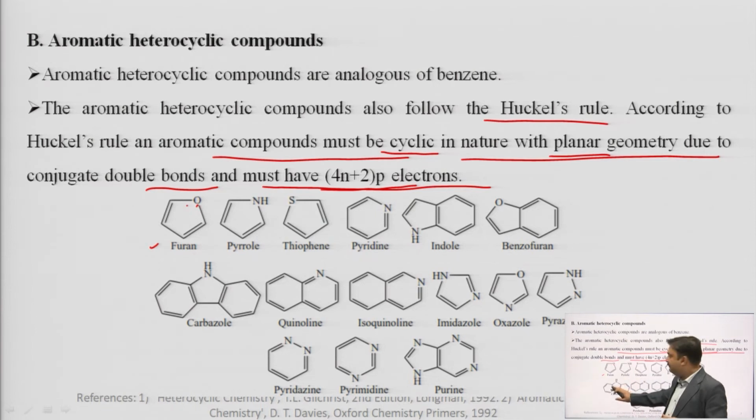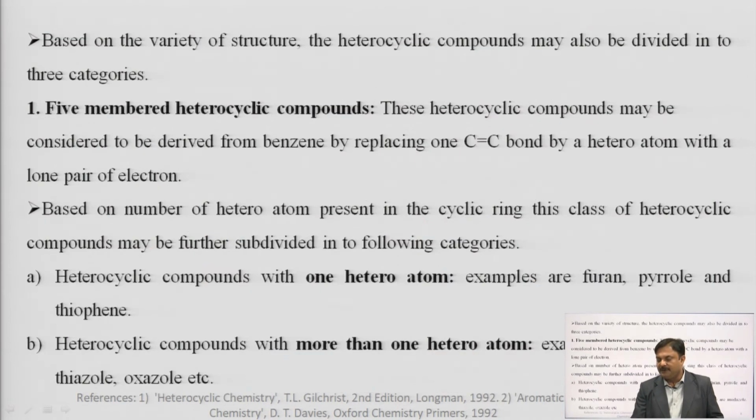Pyrrole has the same thing, 2 double bonds and 1 lone pair of electrons. Thiophene also has 2 double bonds and 1 lone pair of electrons. Pyridine, you can see 3 double bonds are there, in a planar structure in conjugation with each other. So, these are all examples of heterocyclic aromatic compounds.